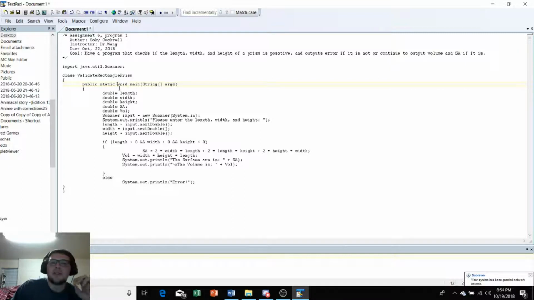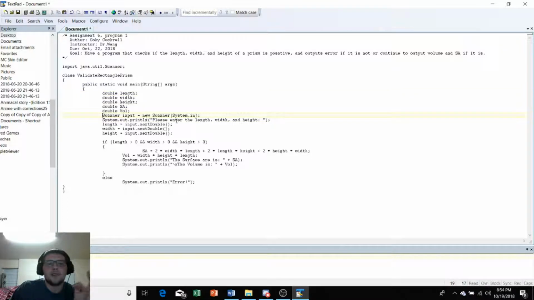Okay, that's just one of those things. It's void. If you're going to return a data type from a function, you could put double here, or character, string, whatever you needed to do. Alright, and inside our main, we're going to be taking a string of arguments. Double length, double width, double height, double surfaceArea, double volume. I'm declaring my variables, as always.